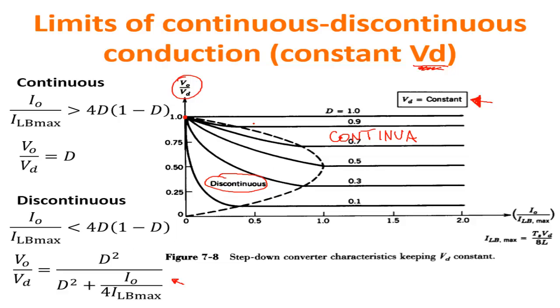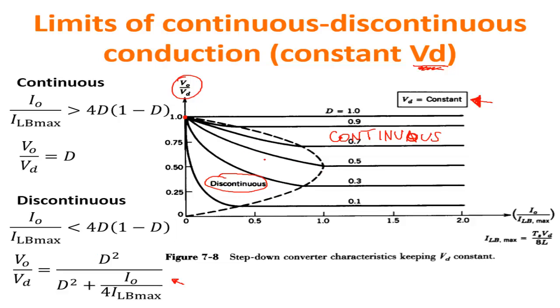So before, we considered only the part in which the current was higher than 4D times (1 minus D) times ILmax, during which we had continuous conduction. In the case of this continuous conduction, when the complementary expression is satisfied, the ratio of VO over VD is given by this expression that we have computed, and if we plot it for constant D, we obtain something like this.